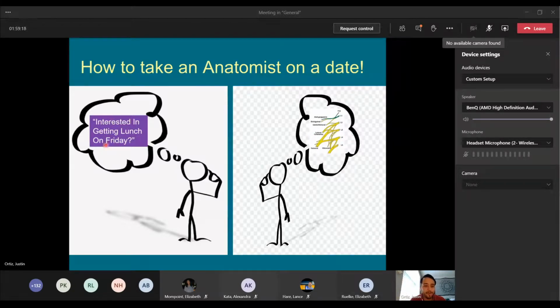Because this is going to be the perfect mnemonic in regards to remembering the branches off of the lumbar sacral plexus, the lumbar plexus specifically. So interested in getting lunch on Friday, right? And this person, of course, a very knowledgeable person in regards to the lumbar plexus, doesn't think about going on a date, but more so thinking about the lumbar plexus, right? So very good job. So you have interested in getting lunch on Friday.